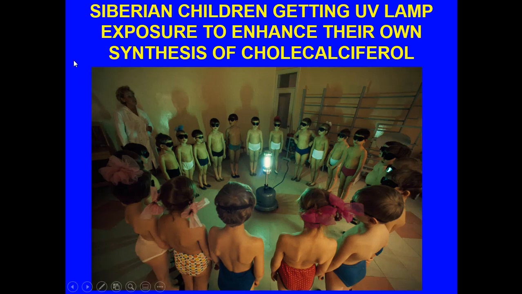What you see here is Siberian children getting a UV lamp. Now notice that all of them are right down to their skivvies, and they all have what is referred to as welder's goggles. These basically protect the eyesight while this lamp is producing a significant amount of ultraviolet light. This will enhance the children's own synthesis of cholecalciferol. I remember seeing this in the 80s. I've seen other photos. You can find them on the internet.